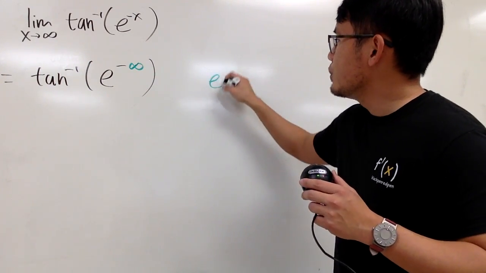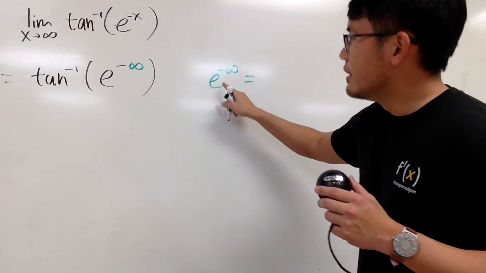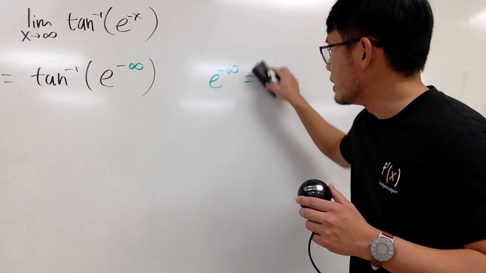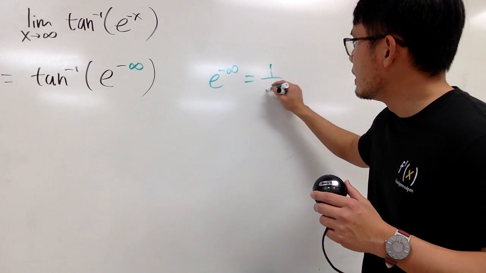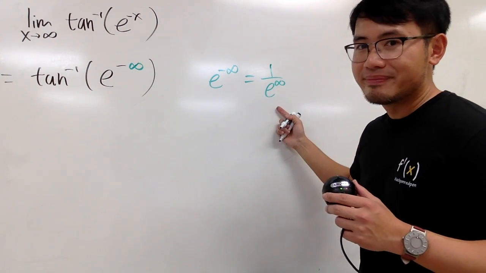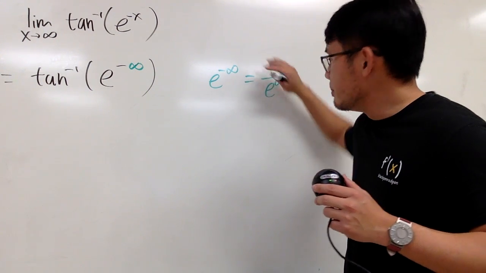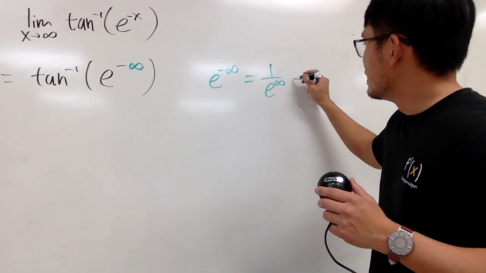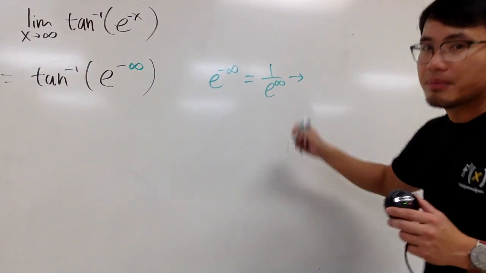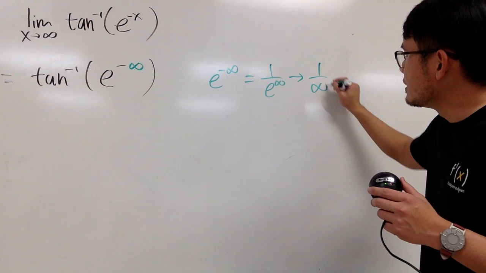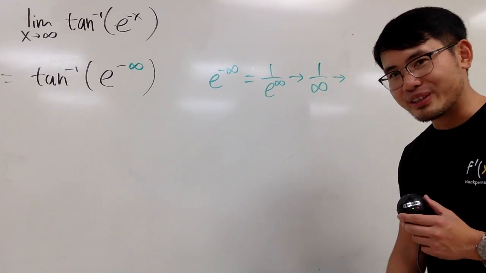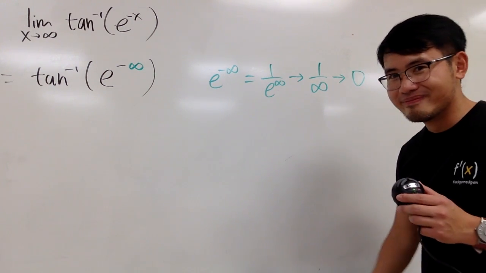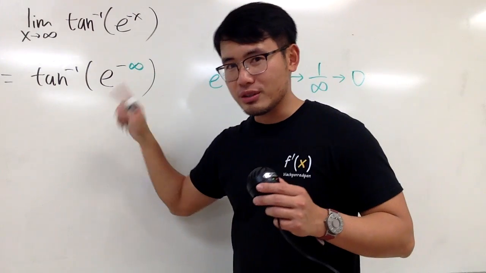When we have e to the negative infinity, this right here is with negative exponent, so we can write this as 1 over e to the positive infinity. And e to the infinity, because e is bigger than 1, so we know this is going to go to infinity. So I will draw an arrow because I'm taking the limit. This is 1 over infinity, which we can conclude is just 0. So the inside is just a 0.